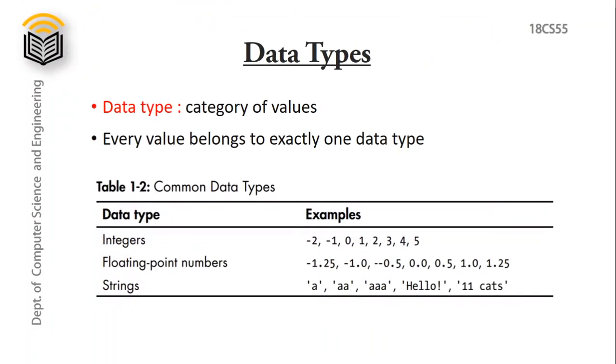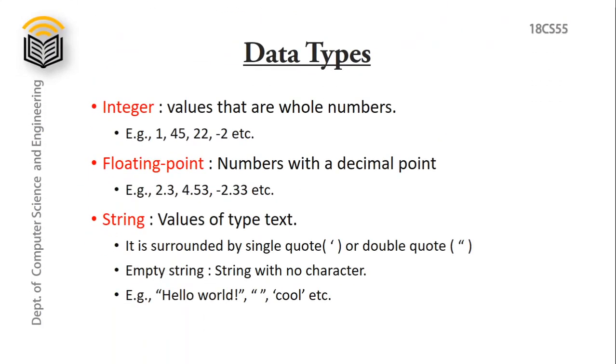Data types. A data type is a category of values, and every value belongs to exactly one data type. Some of the common data types are integers, floating point numbers, and strings. Integers. These are the values that are whole numbers. For example, -2, 45, 1, etc. Floating point numbers. The numbers with decimal points such as 3.14, 2.3, etc.